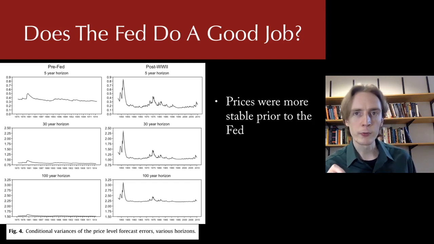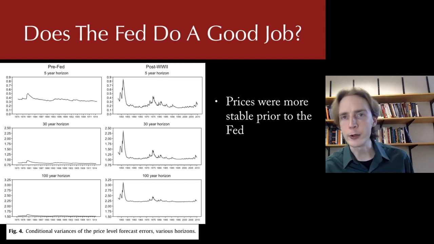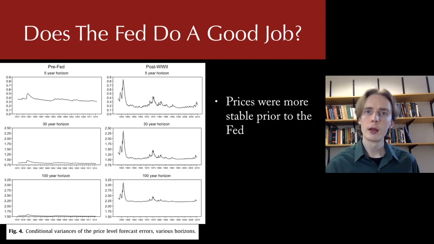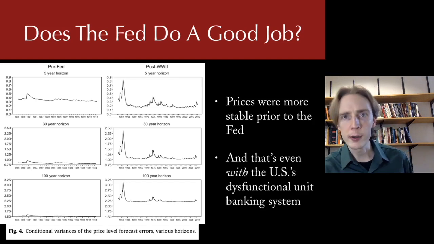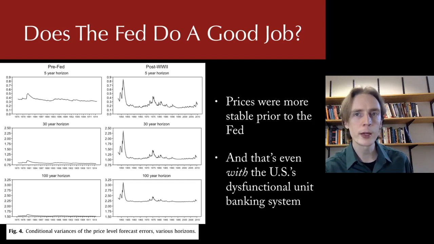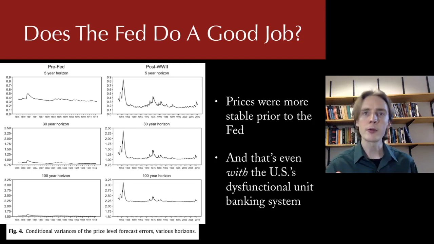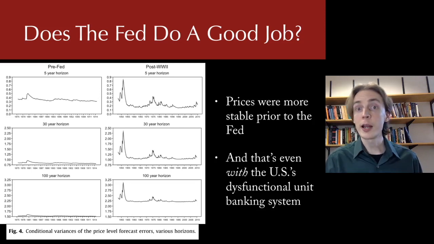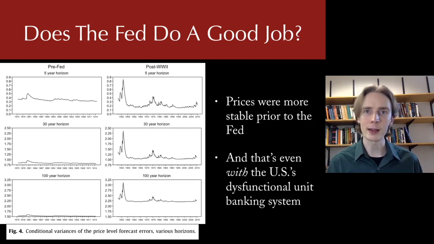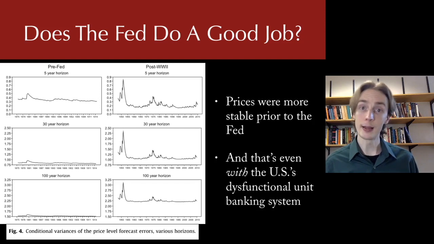Now, this is remarkable for several reasons. First of all, you'll notice that the price forecasts are a lot flatter prior to the Fed than after. Now, a big part of the justification for the Fed was the fact that the US had a really dysfunctional banking system. And you had all kinds of panics and crashes just because banks were so fragile. Remember, I mentioned a few lectures ago that branch banking was illegal, meaning that all the banks in the US were really small and fragile and really prone to bad panics and crashes and recessions and things like that. And the Fed was supposed to put an end to that.